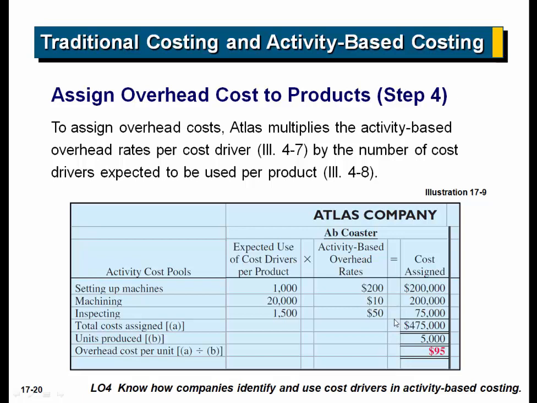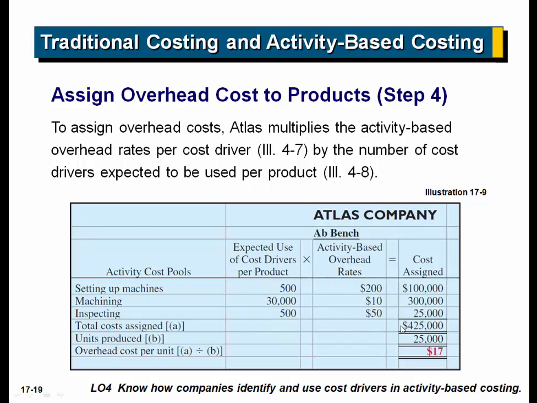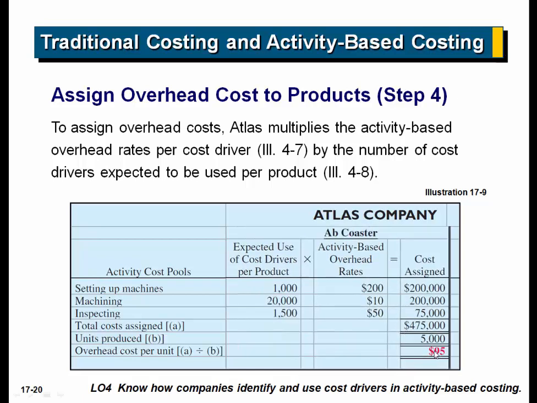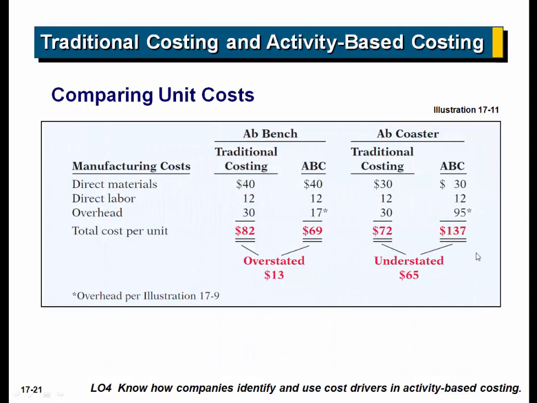And the same thing is going to hold true for the ab coaster. You notice a humongous difference. Where before they were both 30, now the ab coaster gets a lot more money assigned to it based off of the activity rate, $65 more. So if you look at the comparison, the difference is the ab bench was overstated by $13 and the ab coaster was understated by $65.